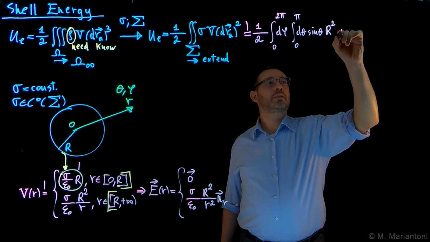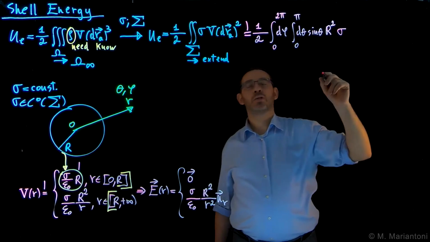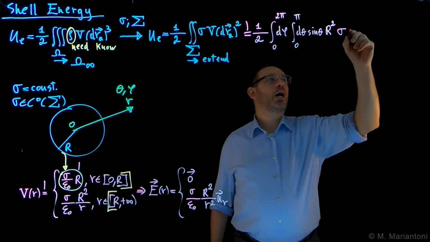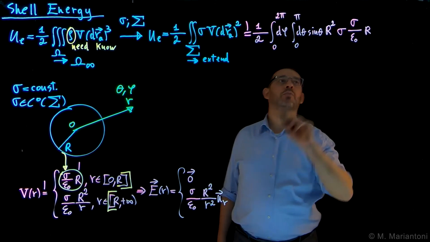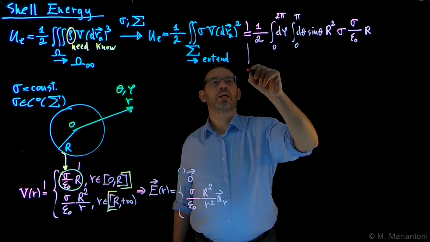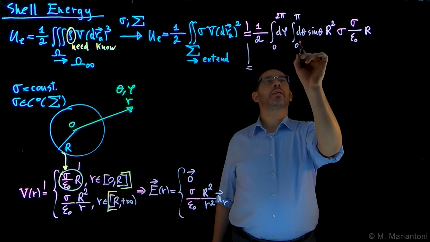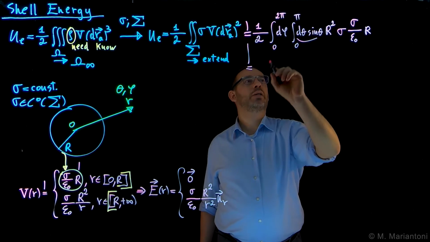We need to remember that there is a sigma here, which is constant. What about the potential V? The potential V is, right on the boundary, sigma over epsilon naught times capital R. So we have an R cubed here. This one simply gives us, as a result, 1/2. This integral gives me a 2, so 2 and 1/2 cancel out. This gives me a 2 pi.